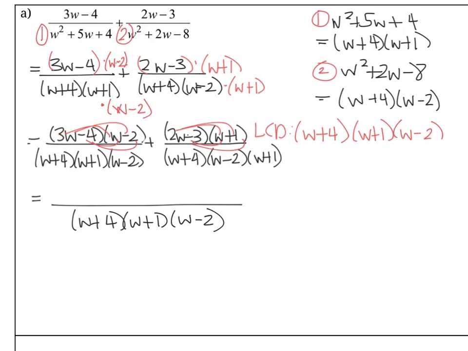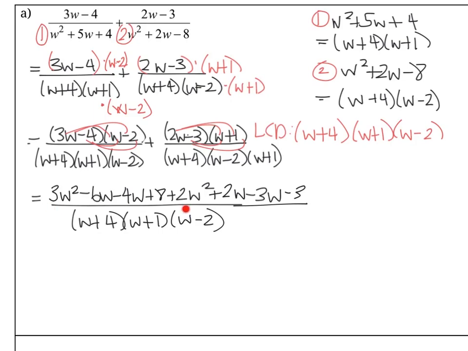So I'm going to do 3w times w, which is 3w squared. Then I have 3w times negative 2, which is negative 6w. And I'm going to continue. Negative 4w. And then I have negative 4 times negative 2, which is plus 8. And then I have plus this FOILed. So I have plus 2w times w is 2w squared. Then I have 2w times 1, which is 2w. And then negative 3 times w, which is negative 3w. And finally, negative 3 times 1, which is negative 3.